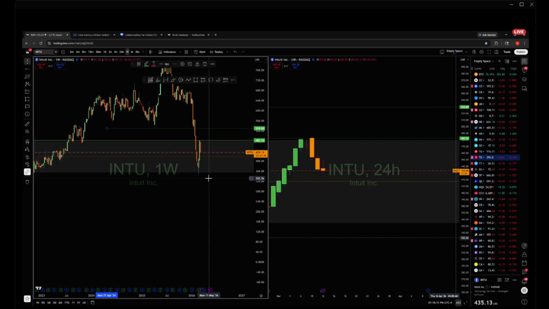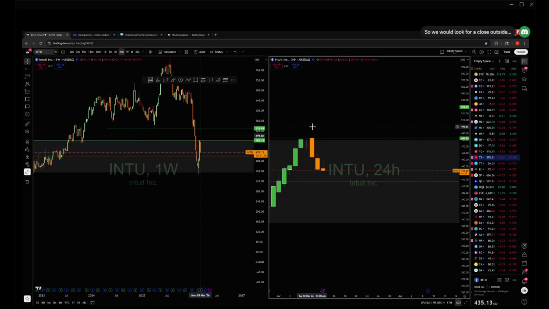So based on the weekly, not a bad chart, right? Not in here. I don't fuck with that. No, no. Outside of here, oh yeah, for sure. All right, let's bring this down.